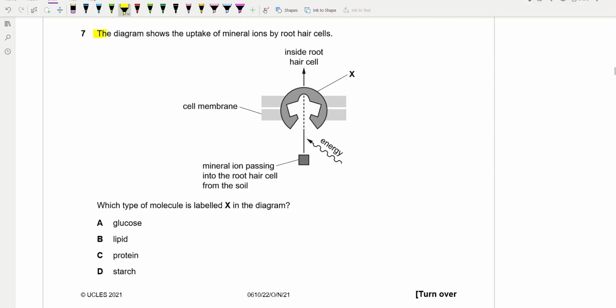Question number 7. The diagram shows the uptake of mineral ions by root hair cells. Which type of molecule is labeled X in the diagram? So this is the membrane, and this is the mineral ion passing. This would be the protein channel. So the answer would be option C, protein.